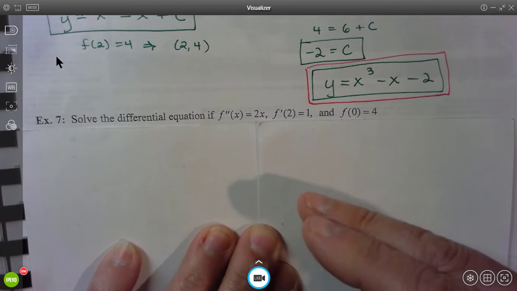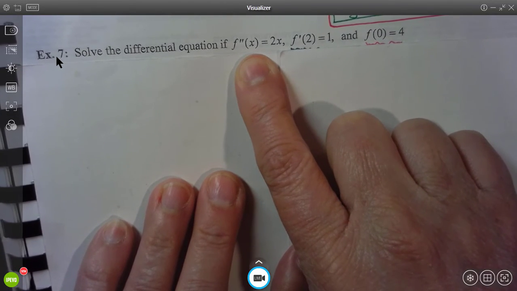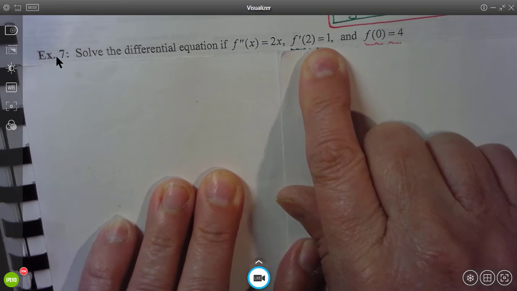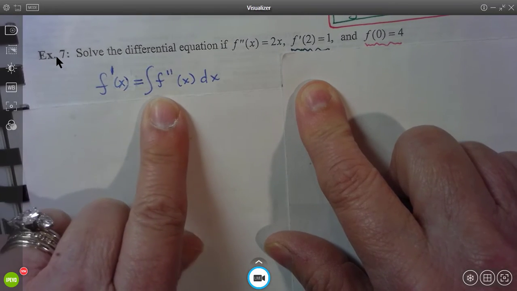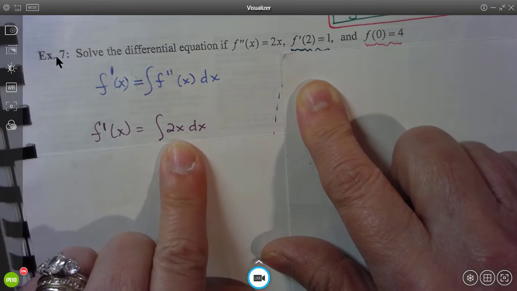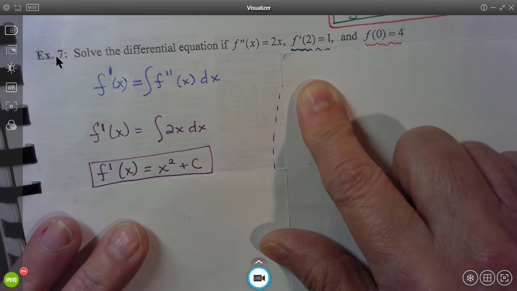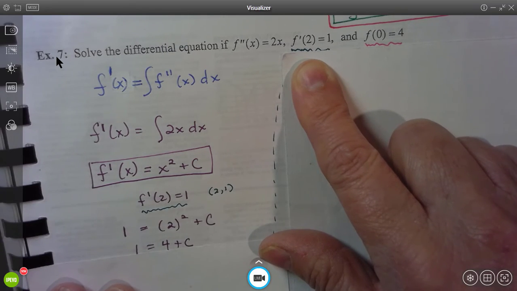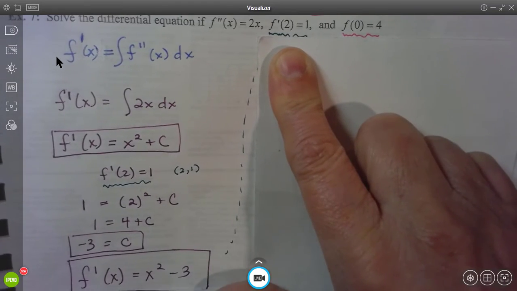Again, let me explain the whole problem before you write it down. I'm going to integrate the second derivative and get the first derivative, and I have an initial condition on the first derivative. Then I'm going to integrate the first derivative and get the function, and I have an initial condition on that. Here we go. F prime of x is the integral or the antiderivative of f double prime of x dx. The second derivative is 2x. Anti-differentiating that gives me f prime is x squared plus c. I know that f prime of 2 is 1, so I'm going to substitute that in and get my constant. And here is my f prime.